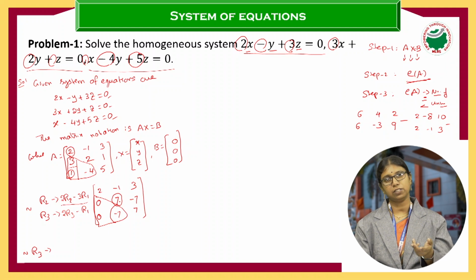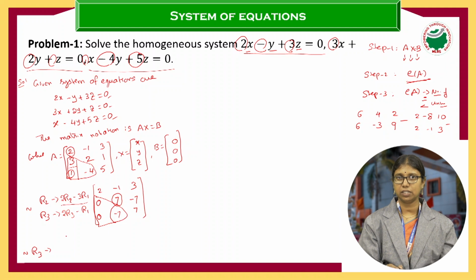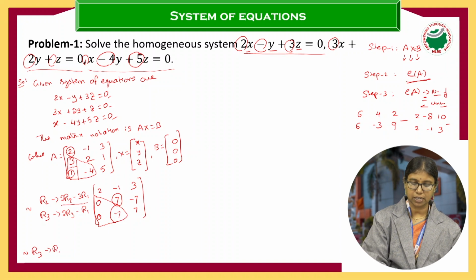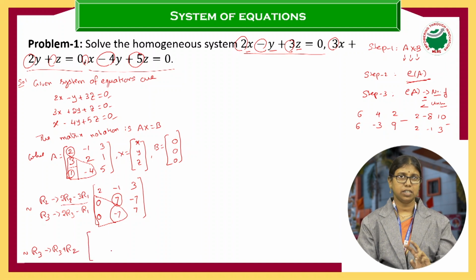Both are the same values with opposite sign. So by adding both the rows, definitely you will get the R3 value as 0. That means the row operation is R3 gives rise to R3 plus R2. So we are not changing the first 2 rows.